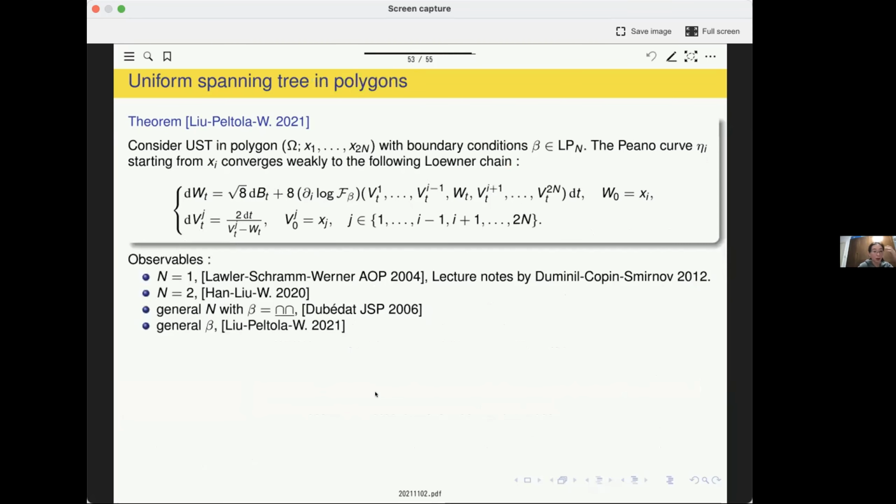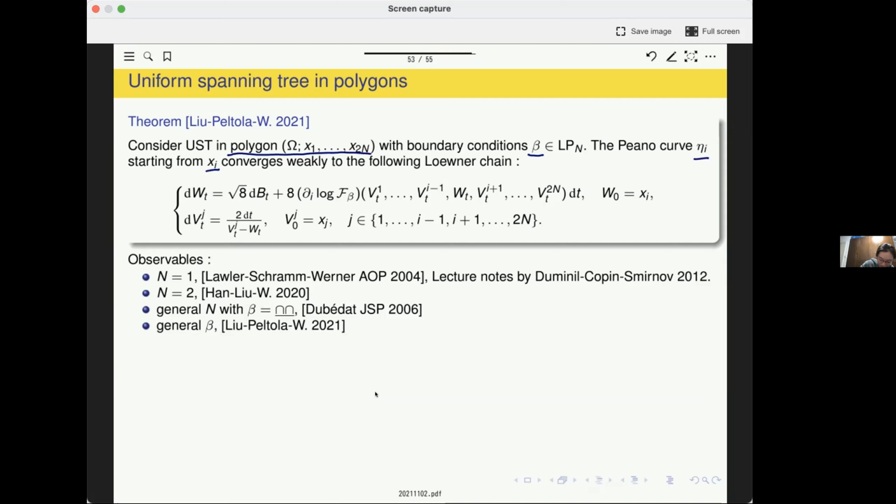Now let's go back to how we prove this formula. In fact, I hope I have already said that in order to prove such a crossing probability, the most difficult part is to figure out a proper observable for the uniform spanning tree. So in fact, what we proved precisely is the following. If we consider the uniform spanning tree in a polygon with alternating boundary condition beta, and we consider the Peano curve eta_i starting from xi_i, then we can derive explicitly the limit of this curve. The limiting curve is a Loewner chain with the following driving function.